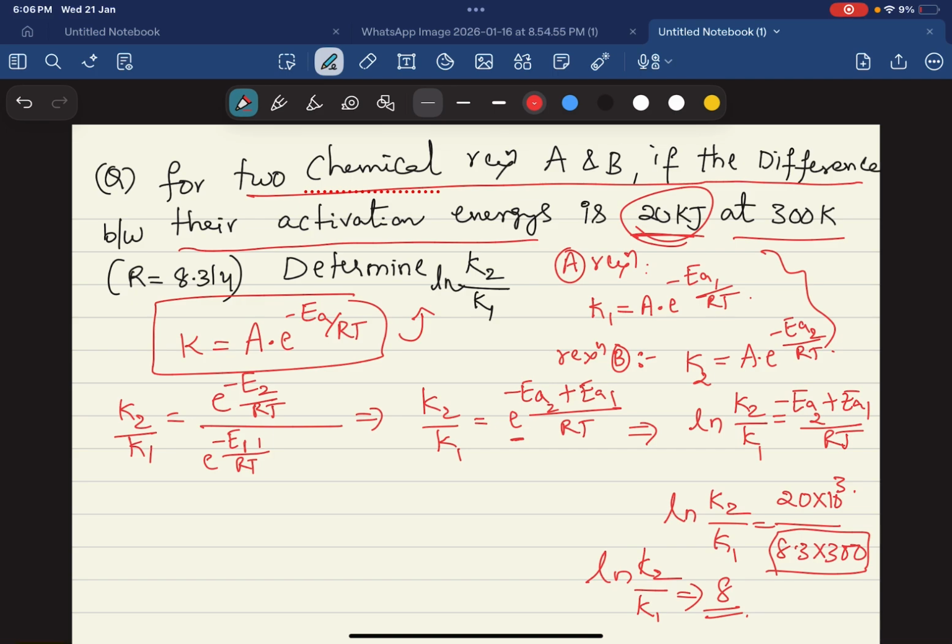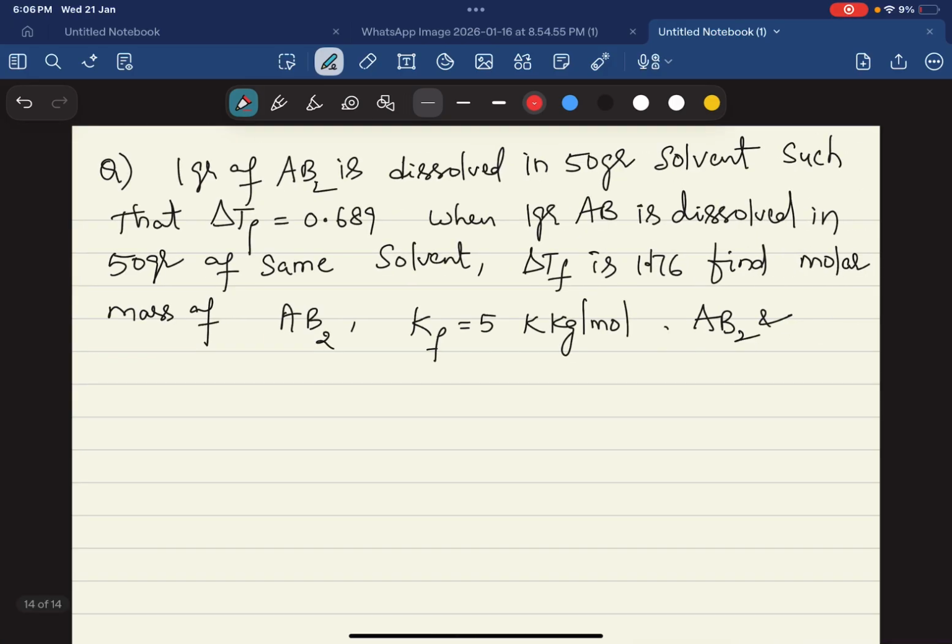So this is the answer for this question, students. This is a very important and easy model, a standard model only, not a different one. Coming to the next: 1 gram of AB2 is dissolved in 50 grams of solvent, with the delta Tf value given. Then 1 gram of AB is dissolved in 50 grams of the same solvent. Delta Tf is 1.176. Find the molar mass of AB2.